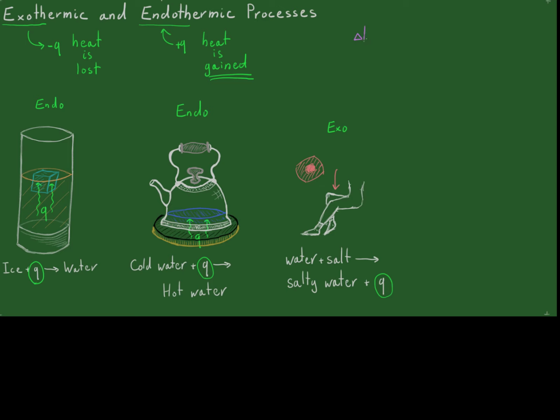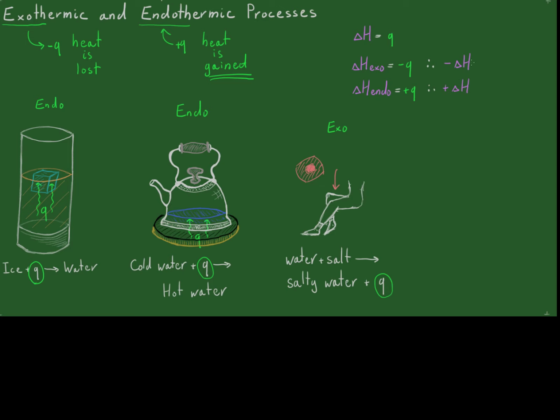So how does this relate to enthalpy? Well, recall that the change in enthalpy, so delta H, is equal to Q. For an exothermic process, delta H will be negative Q. And as a result, we can say that the delta H for an exothermic process is negative. On the other hand, if we look at an endothermic process, Q will be positive. And as a result, we can say that the change in enthalpy is positive.